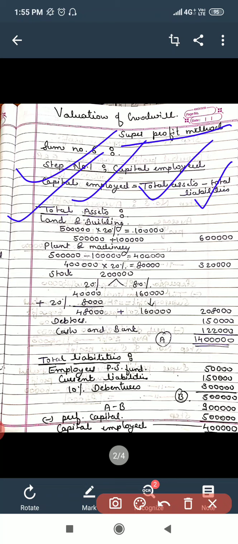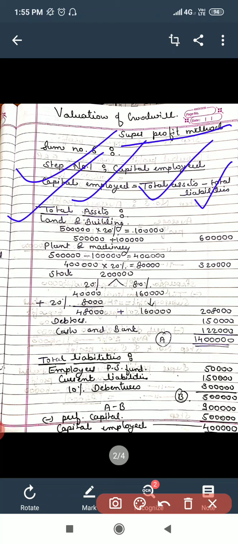Now if you check your balance sheet, the very first asset given to you is the goodwill of rupees 40,000. Now because we are calculating the goodwill, the goodwill specified in the balance sheet at the end of the year will not be considered over here. The next asset provided to us is land and building, rupees 5 lakhs.